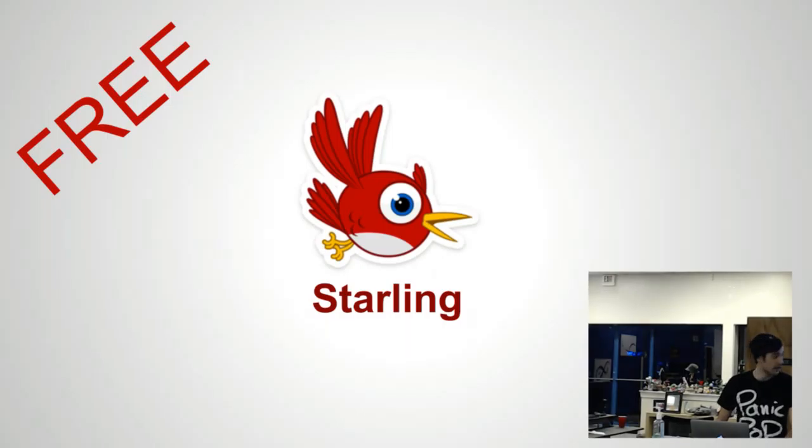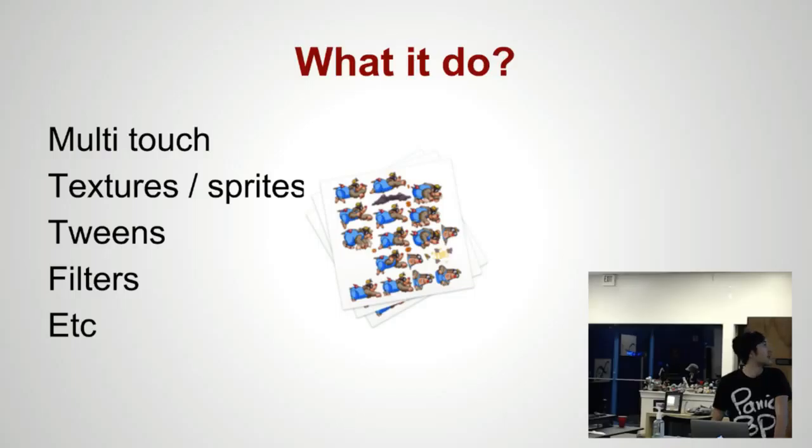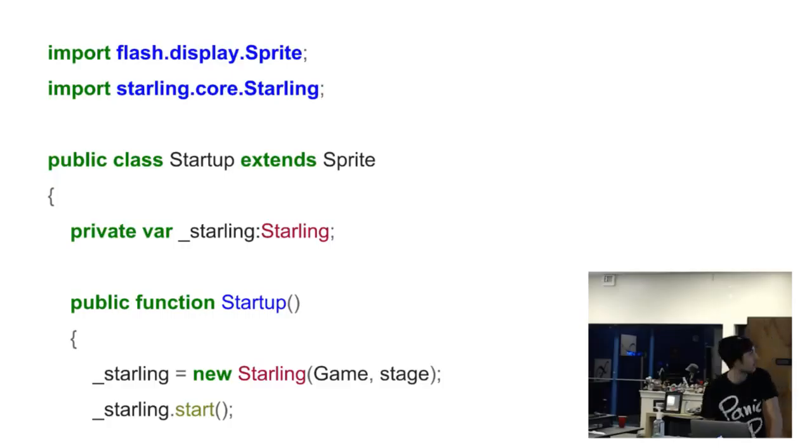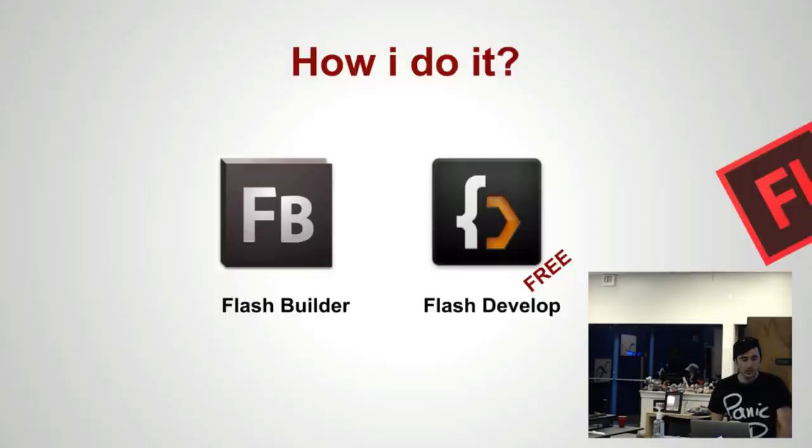So if you're going to make games with Adobe Air, there's no game engine, but there are tons of libraries. The best one that I found is Starling, and Starling is free. So why would you use Starling? It makes multi-touch easy, textures, sprites, tweens, filters, etc. It's just a library, so all you've got to do is import it, and you can start using all the features of Starling.